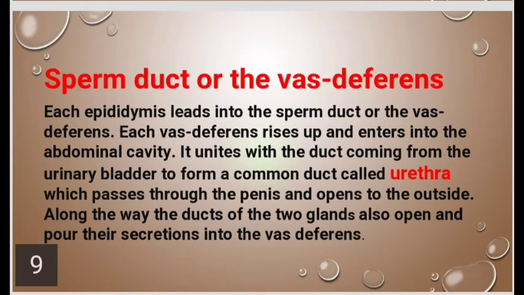Sperm duct or the vas deferens. Each epididymis leads into the sperm duct or the vas deferens. Each vas deferens rises up and enters into the abdominal cavity. It unites with the duct coming from the urinary bladder to form a common duct called the urethra, which passes through the penis and opens to the outside. Along the way, the ducts of two glands also open and pour their secretions into the vas deferens.